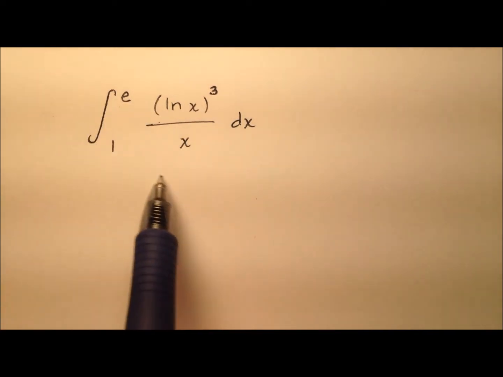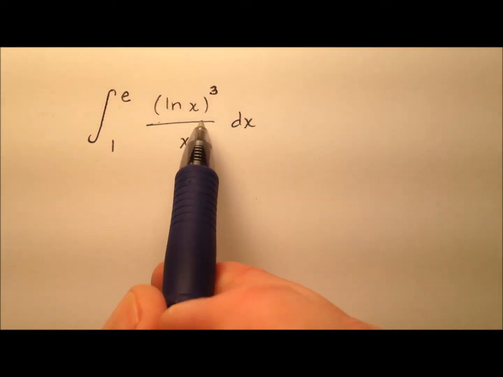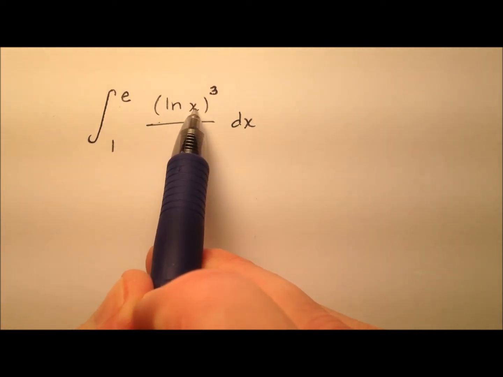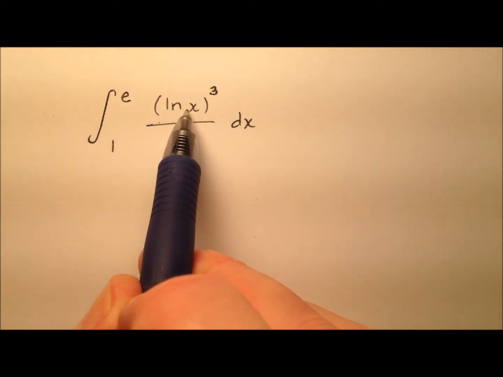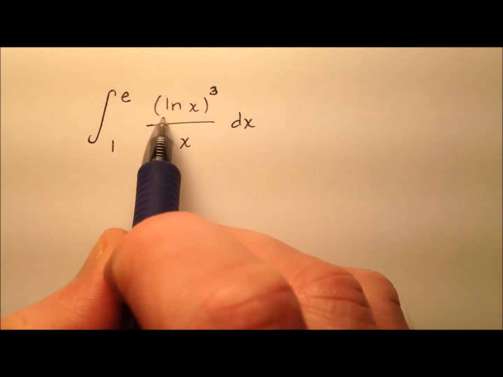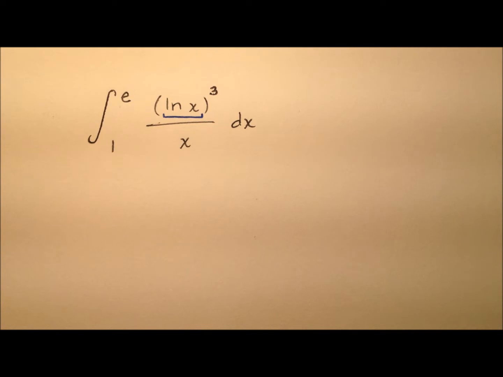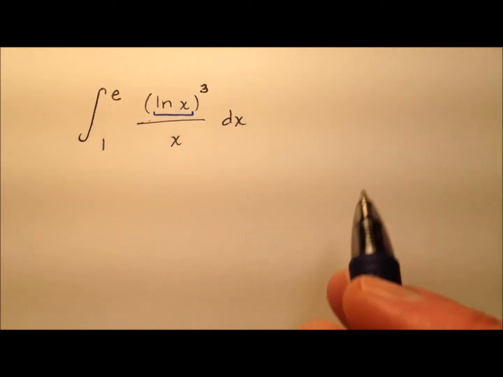Okay, so looking at this integrand right here, I see that I have a natural log of x, which is kind of a function of itself, but that's being raised to the power of 3. So it seems like this might be a great candidate for a u-substitution.